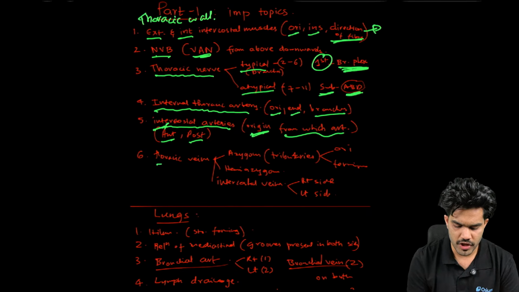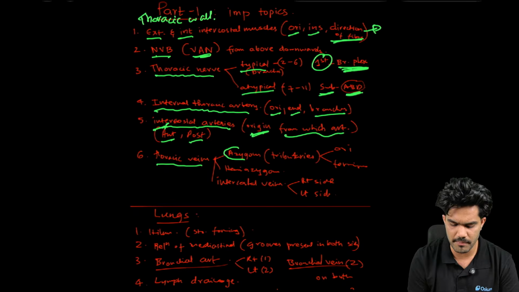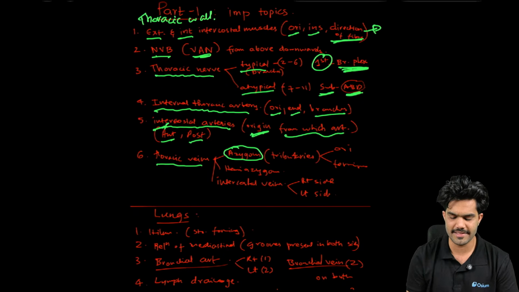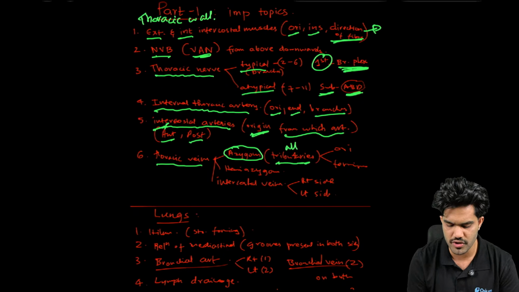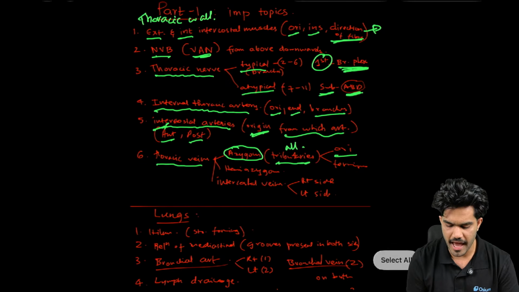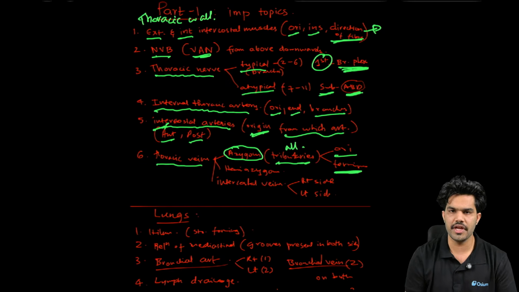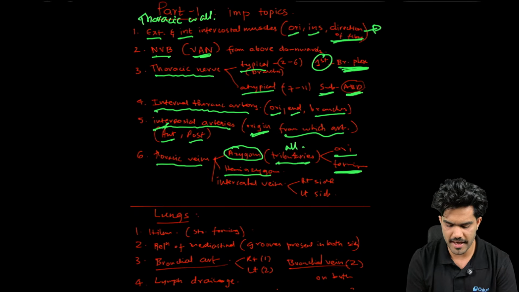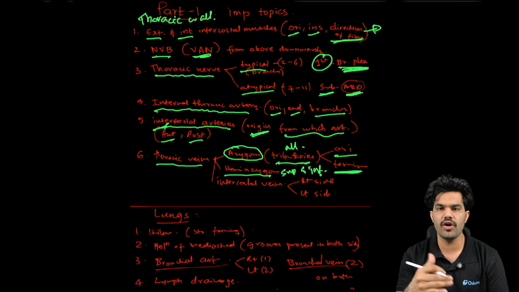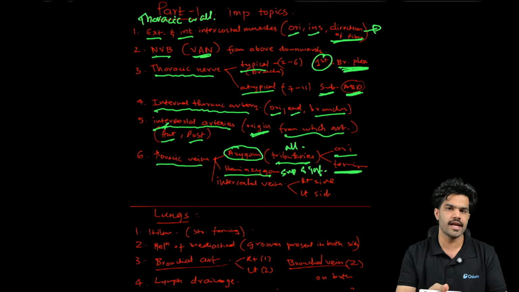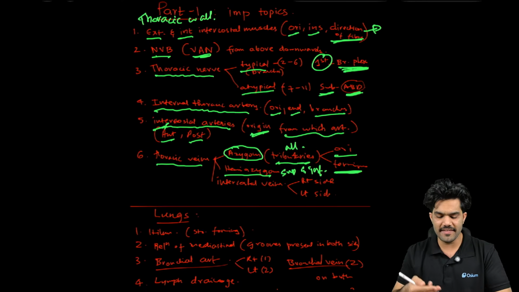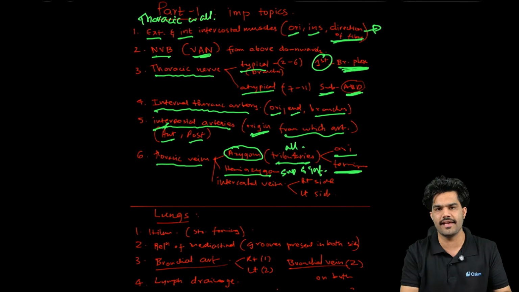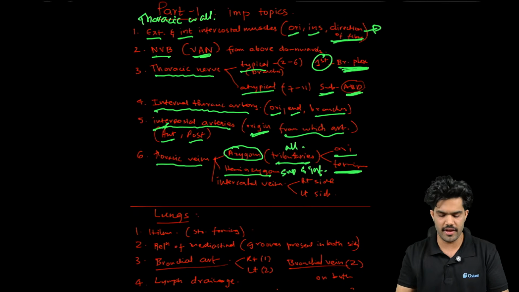Now thoracic veins. In thoracic veins, a very important topic will be azygos vein. All tributaries of azygos vein are important. Origin and termination are also important. Next one is hemiazygos vein, which includes superior hemiazygos and inferior hemiazygos. You have to know what all tributaries come into the superior and inferior, and the azygos drains to the superior vena cava.